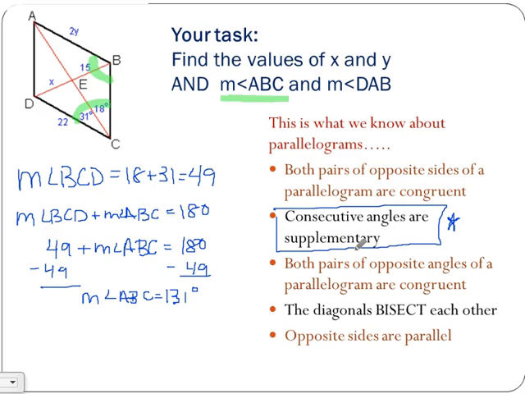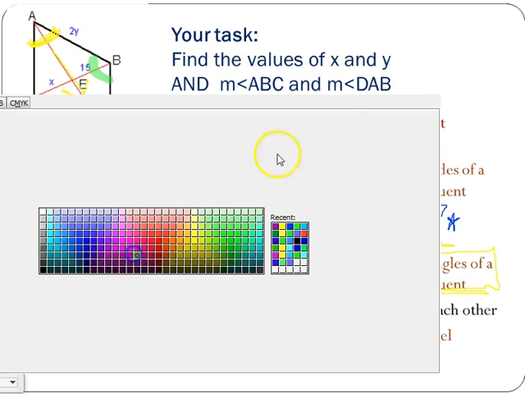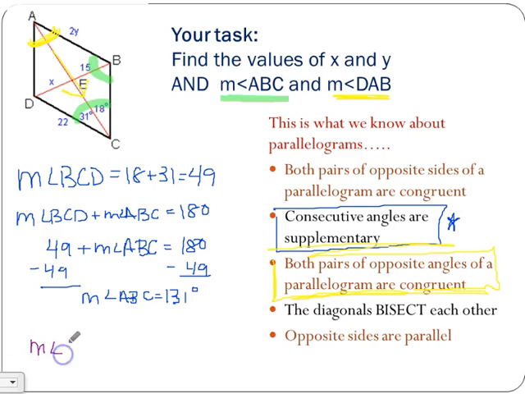Now we need to find the measurement of DAB. So the last thing that we need to do is find the measurement of angle DAB. So DAB is this angle right here. Well, what can we use to help us solve this? Opposite angles are congruent in parallelograms. So the angle opposite, we know that the angle measurement is 49, don't we? We know that that measurement opposite is 49. So we know that the measurement of angle DAB would have to be equal to 49 degrees as well.